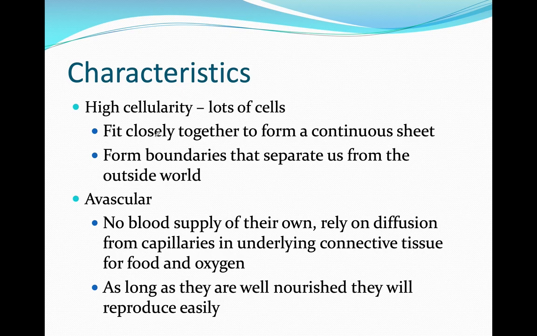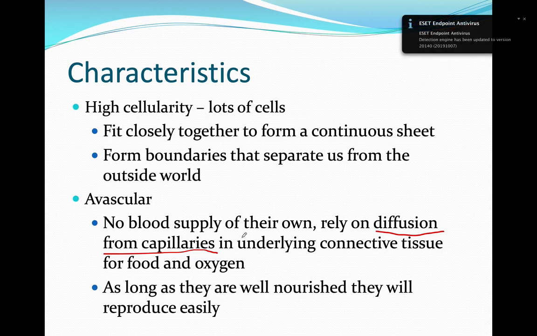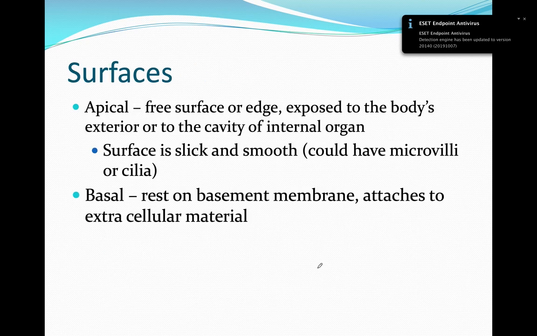So epithelial tissue has a lot of cells. They form boundaries to separate us from the outside world. We talked about that when we said that one of the functions is to maintain boundaries. It is avascular, okay? How does it get its nutrients? It gets them through diffusion from the capillaries. I would mark that. That is important. So how does my skin get its nutrients? It gets them from other parts of the body through diffusion.